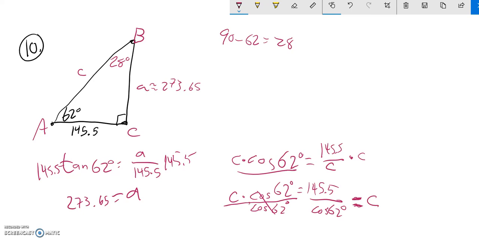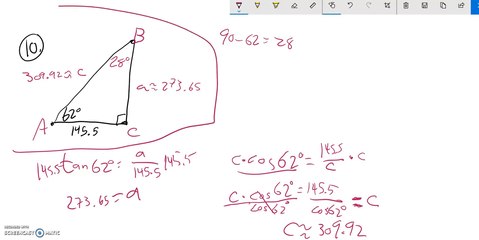But now if I do this on my calculator, 145.5 divided by cosine of 62 degrees, it should still be in degrees because I didn't change my calculator. That makes C about 309.92. So this side length is about 309.92, and that triangle is solved.